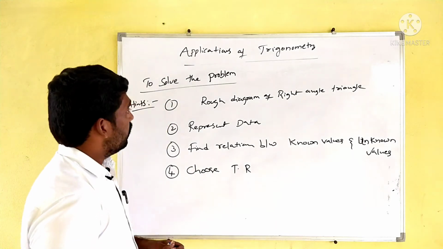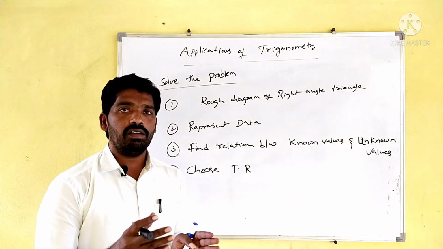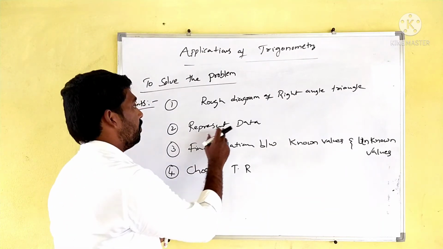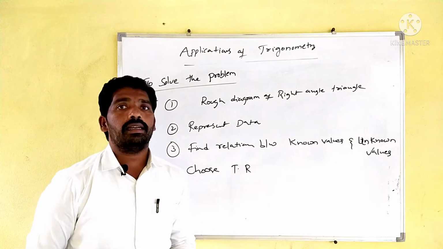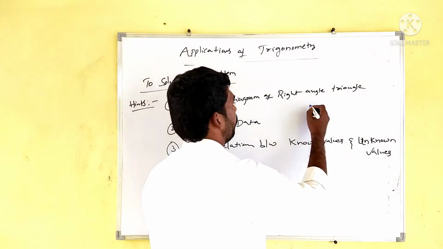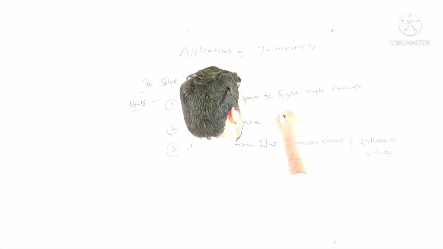So given a problem, the first step is to draw a right angle triangle, then represent data on the right angle triangle. For example, if the height of the pole and the angle theta are given, look at this. I have completed the first step, the right angle triangle.